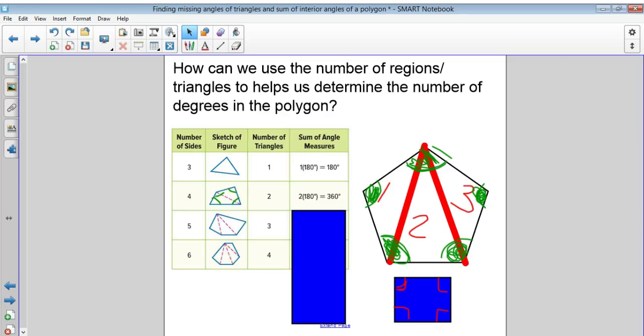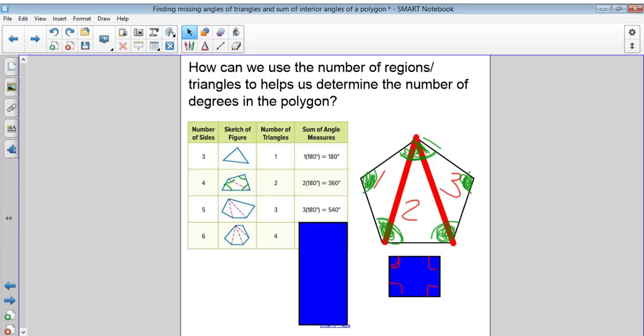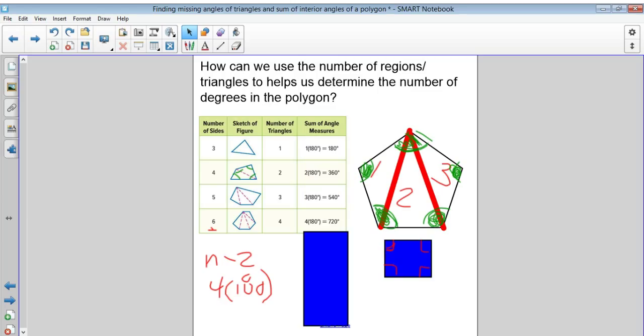Okay, so then if I have the pentagon, a 5-sided figure, we have 3 triangles, and we do 3 times 180. So there are 540 degrees in a pentagon. And then if I have a hexagon, there are 4 triangles. We do n minus 2. For a hexagon, we have 6 sides, and 6 minus 2 is 4, and then we do 4 times 180, because that's 4 triangles.